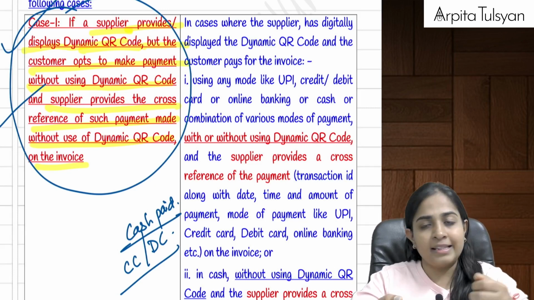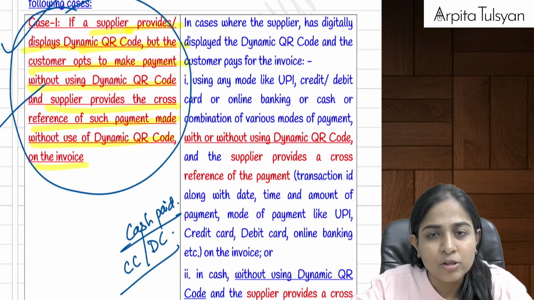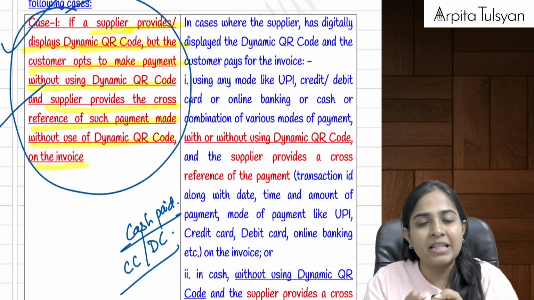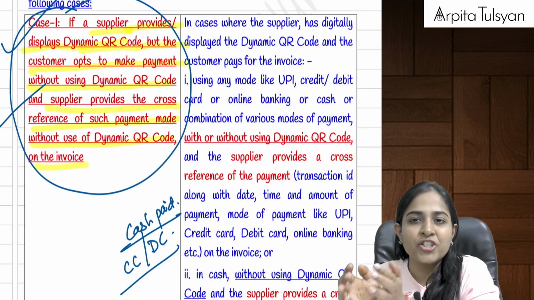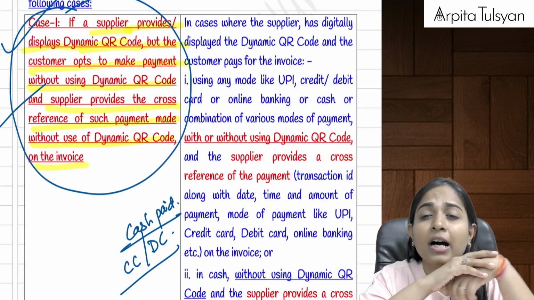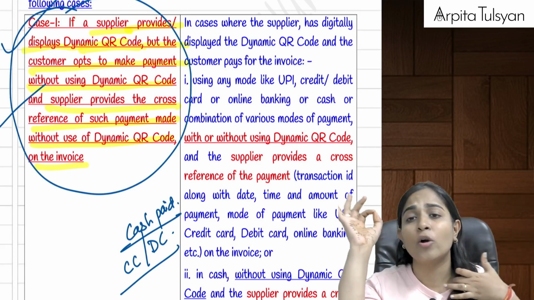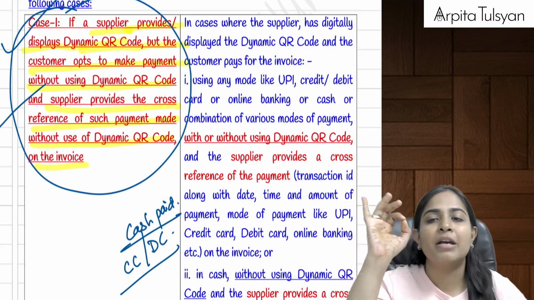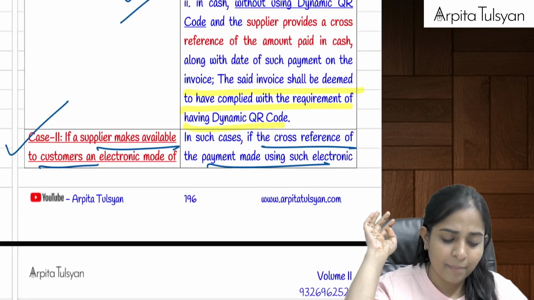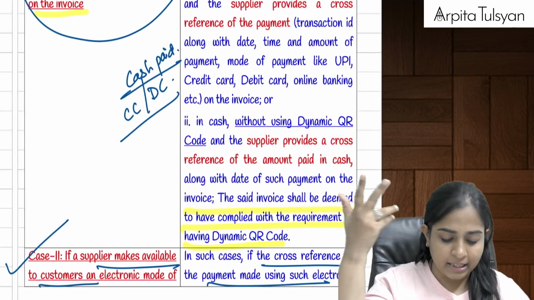If he is not willing to use the dynamic QR code, then in that case he can make the payment by other modes. Okay, by whatever mode he has made the payment, that mode should be mentioned in the invoice, and then it will be assumed as if you have complied with the provisions of dynamic QR code, and it is not required to print the dynamic QR code on the invoice. Okay, because the customer has chosen another option.